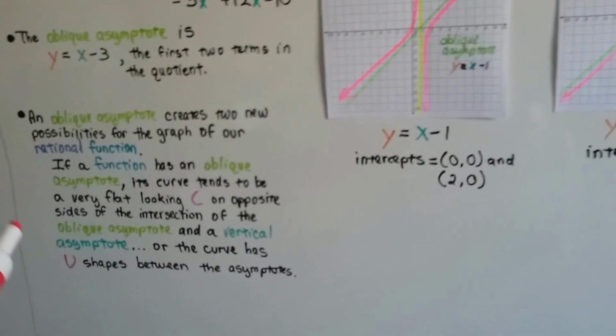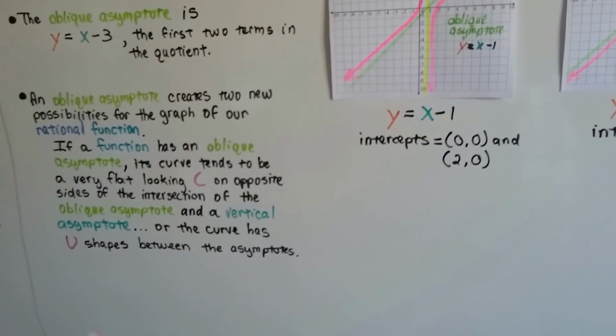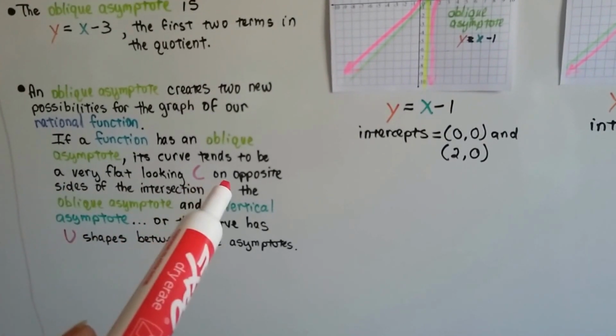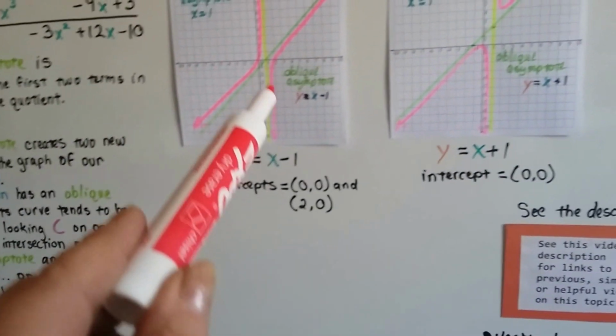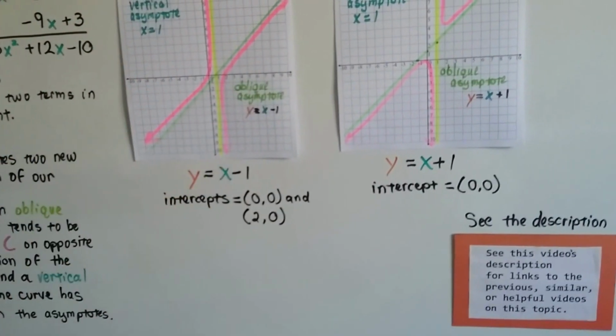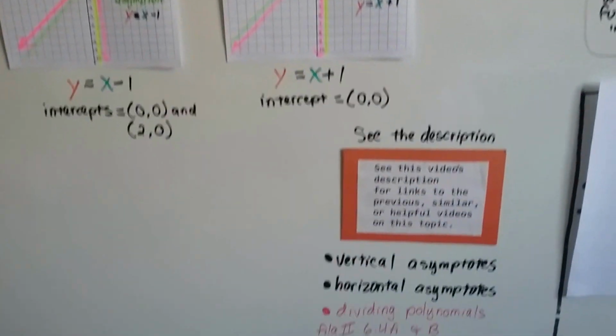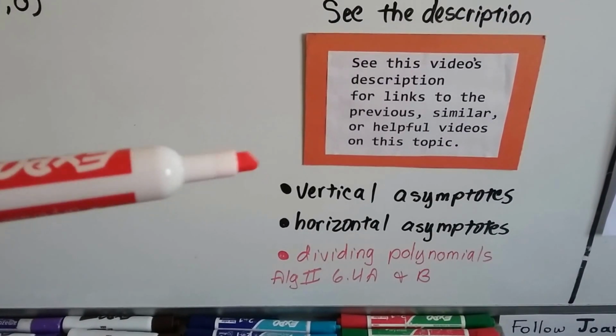So it has an oblique asymptote. Its curve tends to be a very flat-looking C. See that? For the hyperbola.